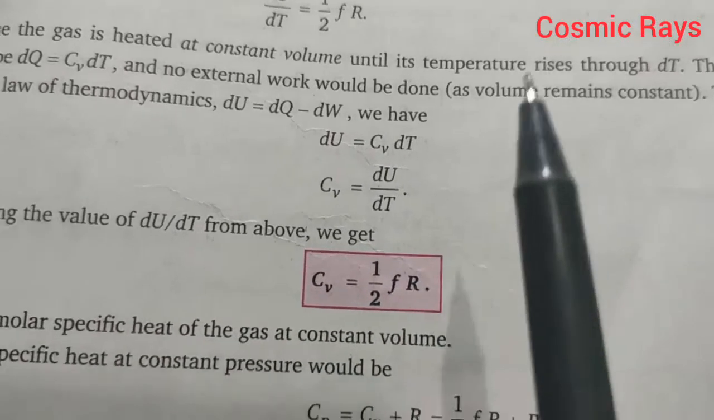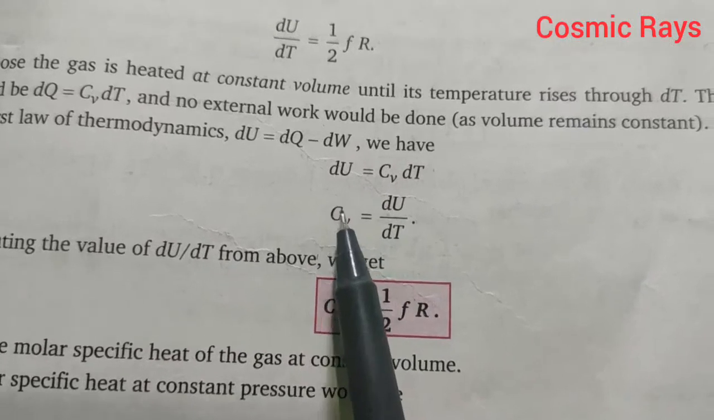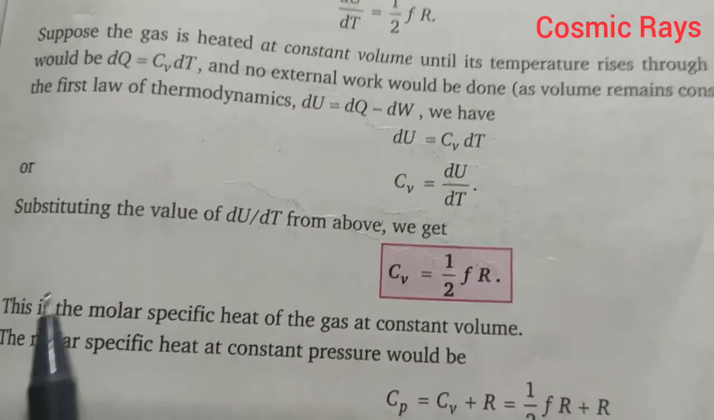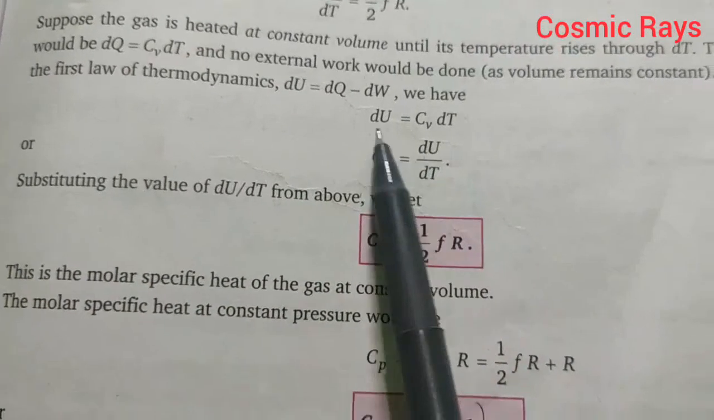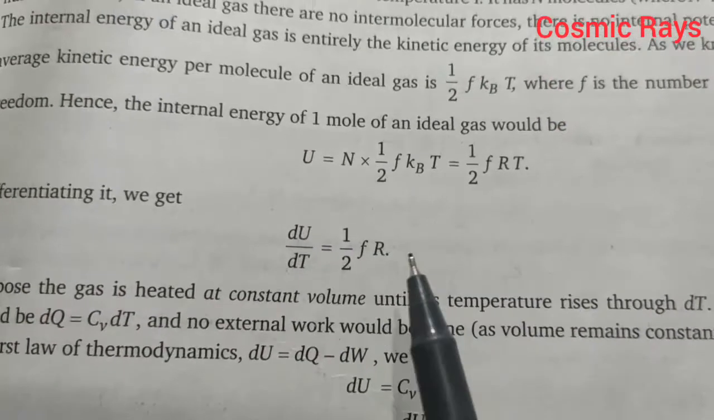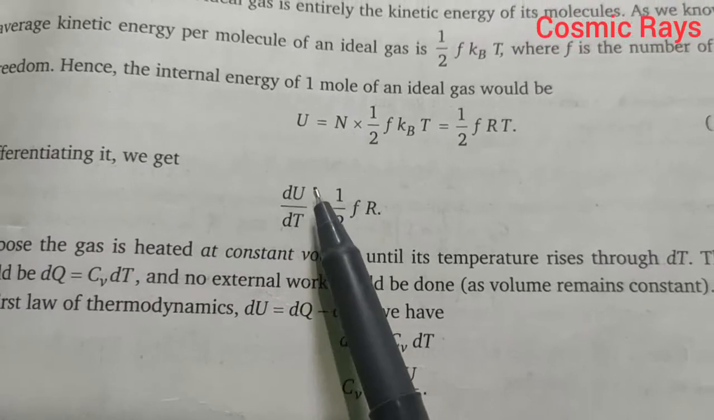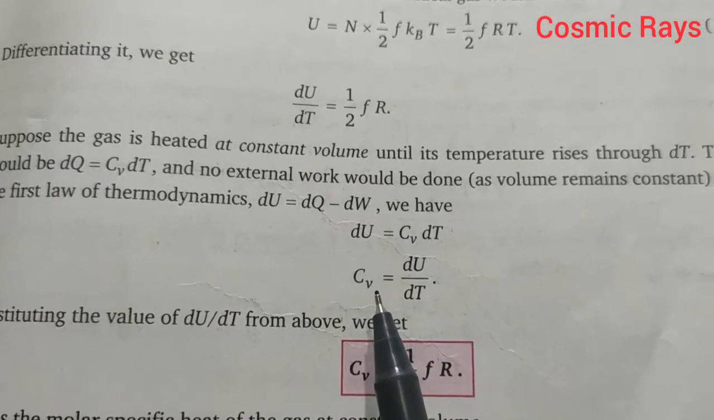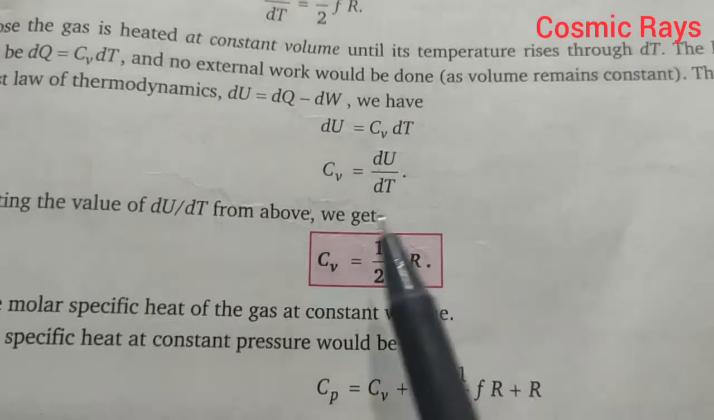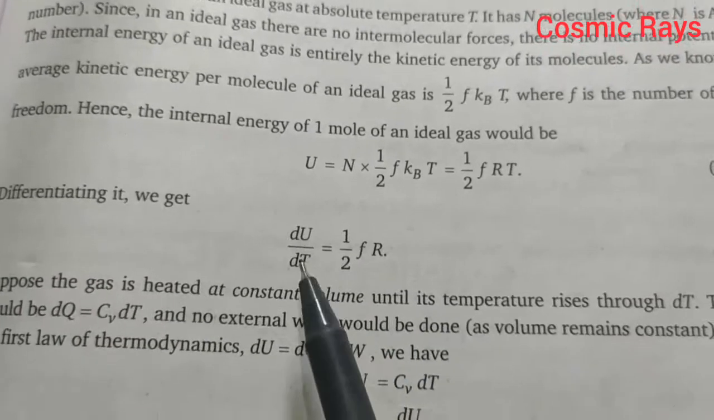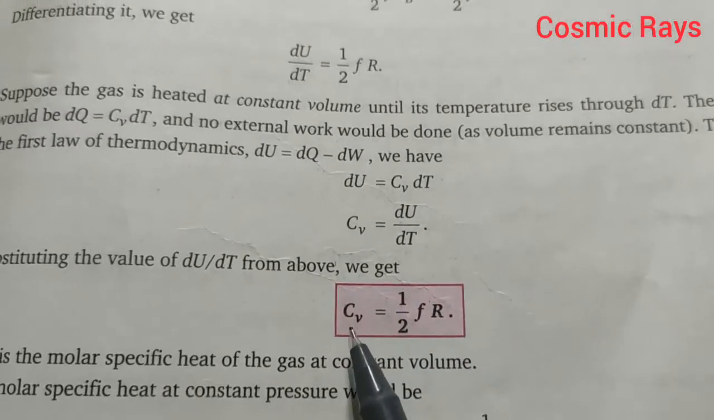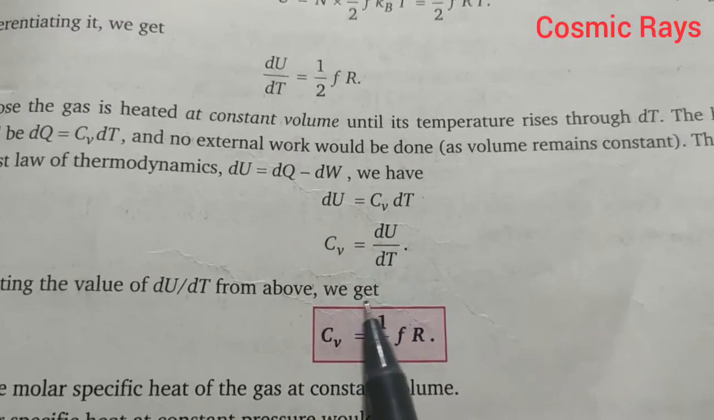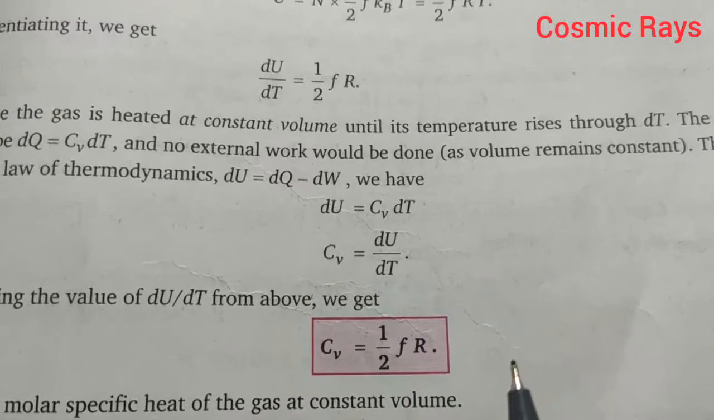Now we have got the value of dU upon dT or Cv. So substituting this value of dU upon dT here in this equation, instead of dU upon dT, what we can write is Cv, that is the molar specific heat at constant volume. So Cv is equal to half FR. Now this is the molar specific heat at a constant volume.